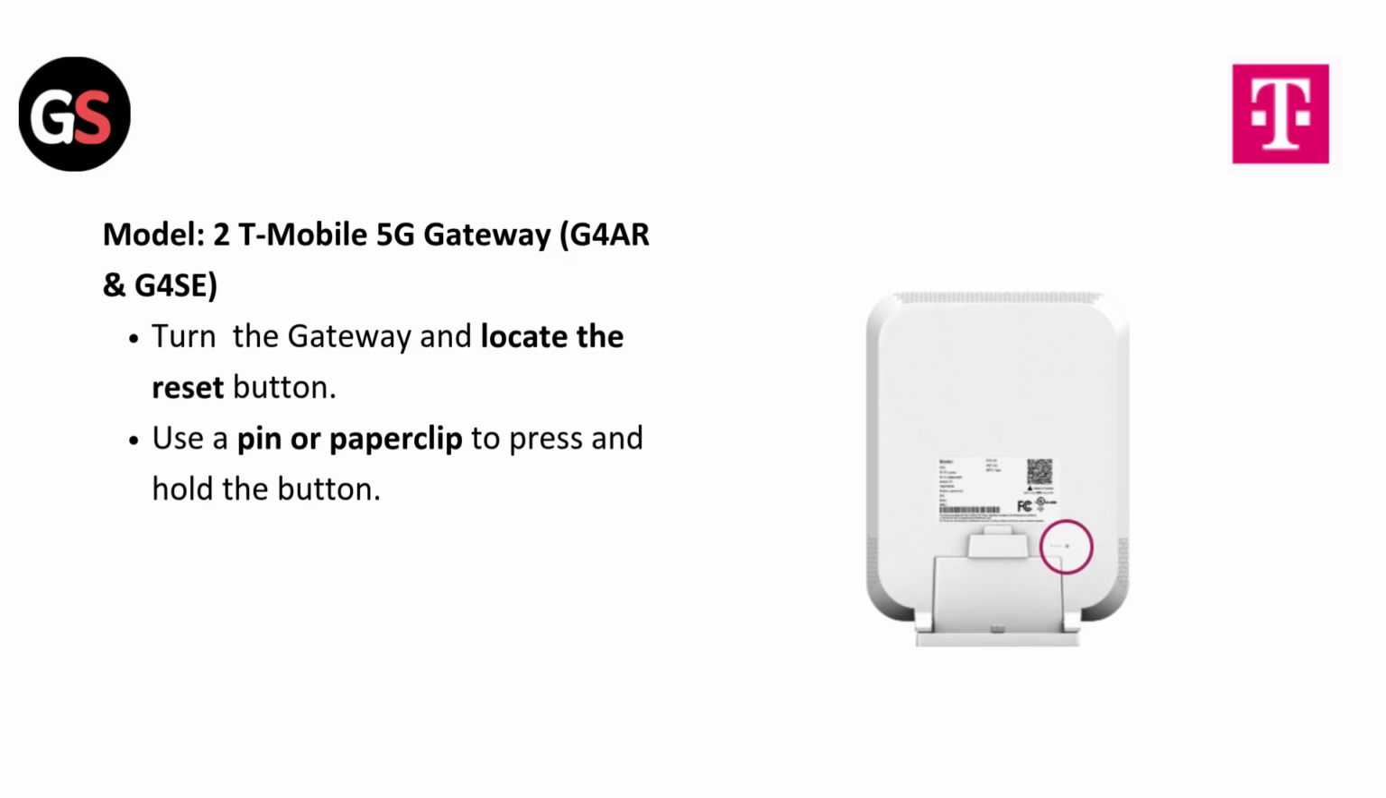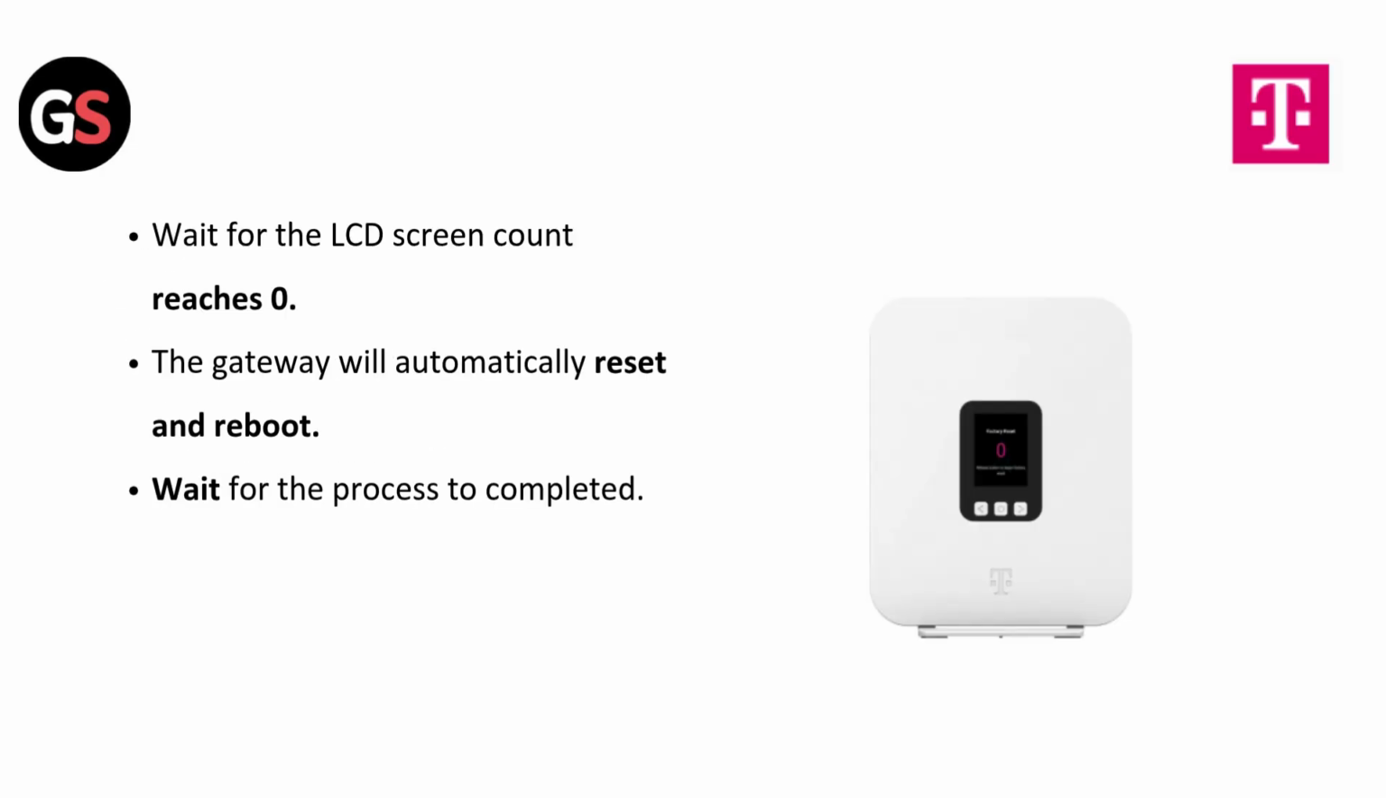Model 2: T-Mobile 5G Gateway G4AR and G4SE. Turn the gateway around and locate the reset button. Use a pen or paperclip to press and hold the button. Wait until the LCD screen count reaches 0. The gateway will automatically reset and reboot.